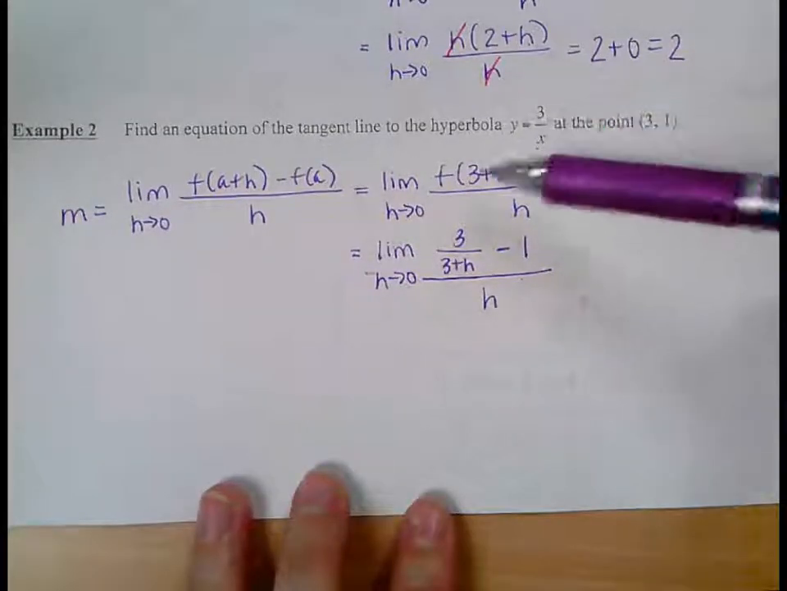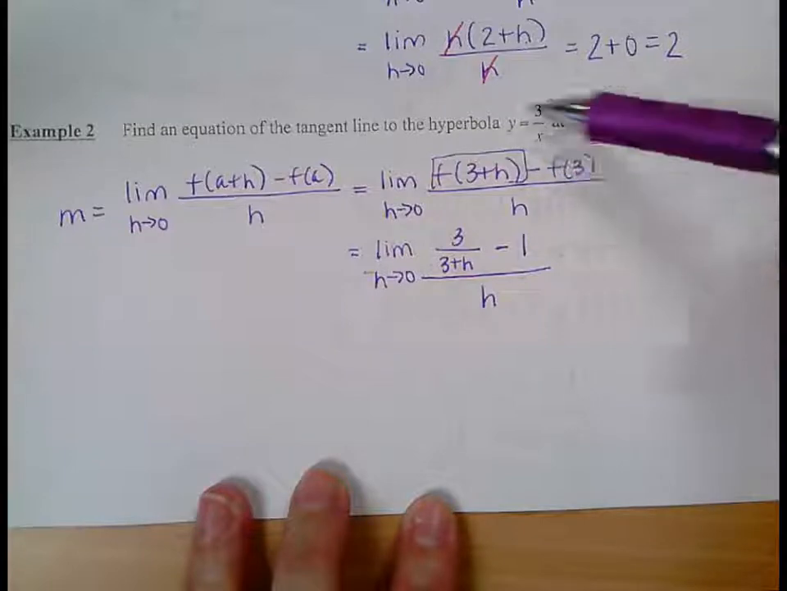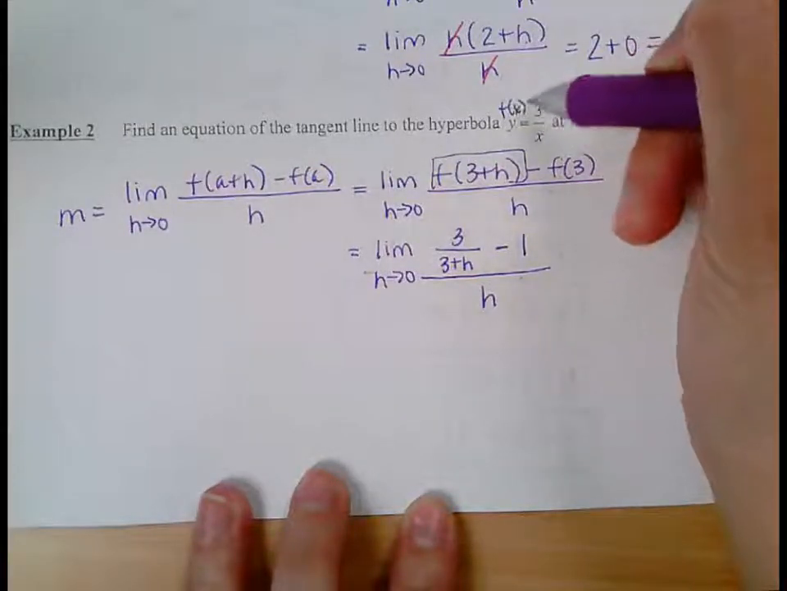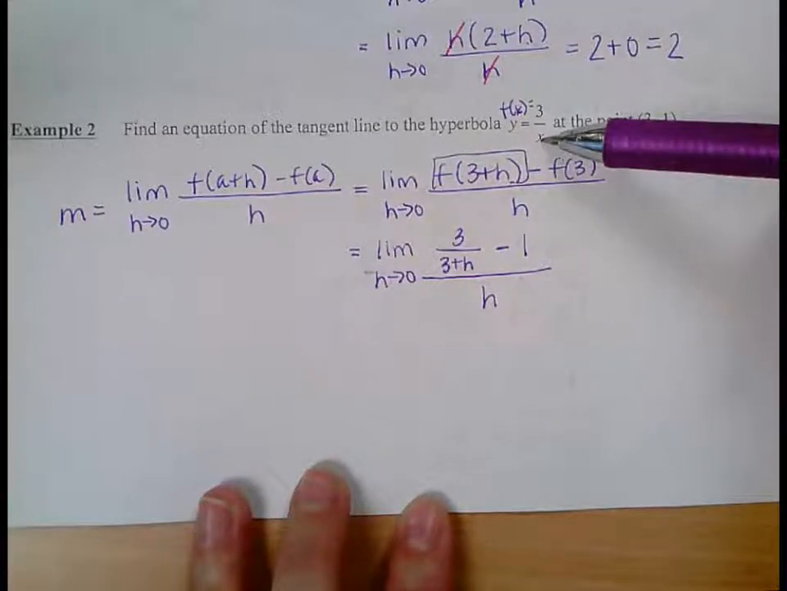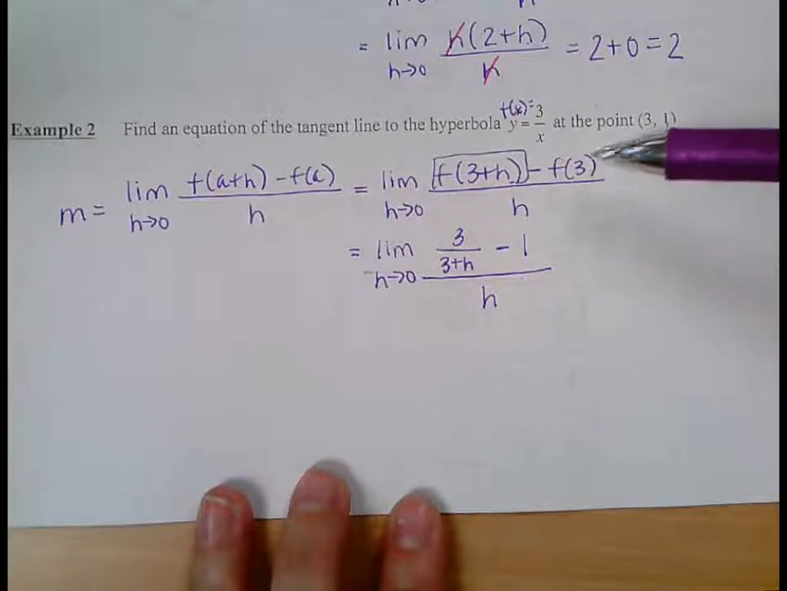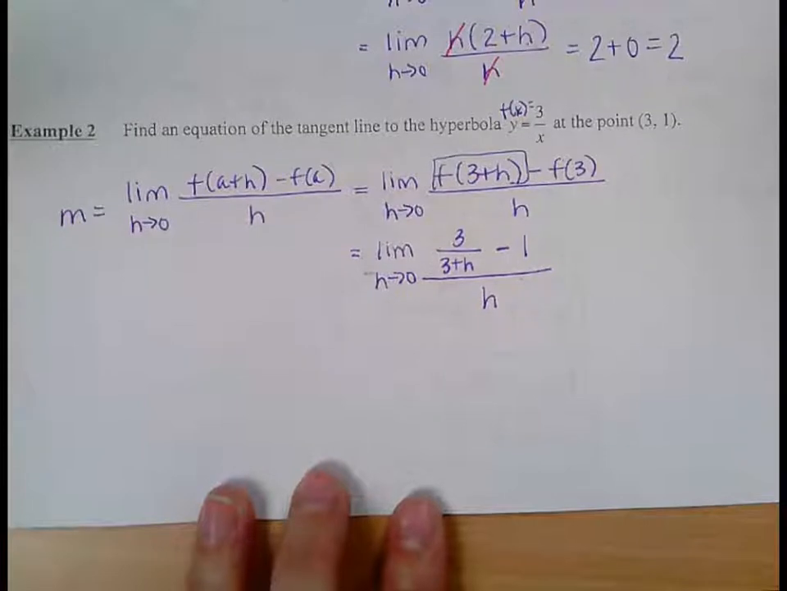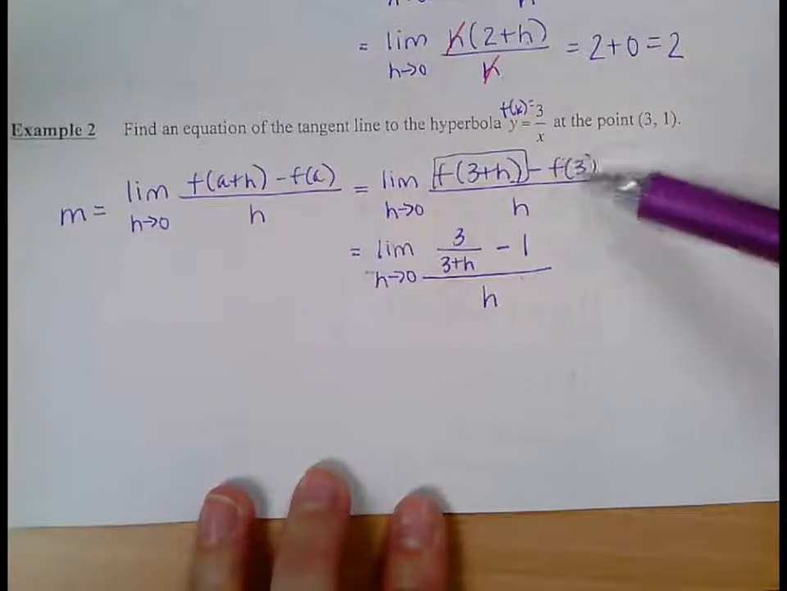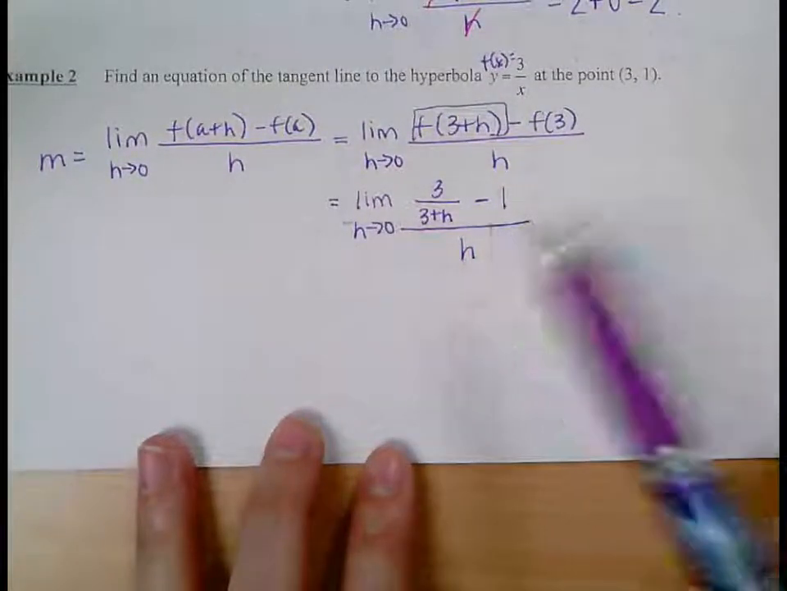So f of 3 plus h is your function, which y is f of x. So it's your function evaluated at 3 plus h. So you're replacing the x in your function with 3 plus h. You could have put 1 here right away. Yeah, if you put 1 right away, that's fine. Any questions just on the setup part?